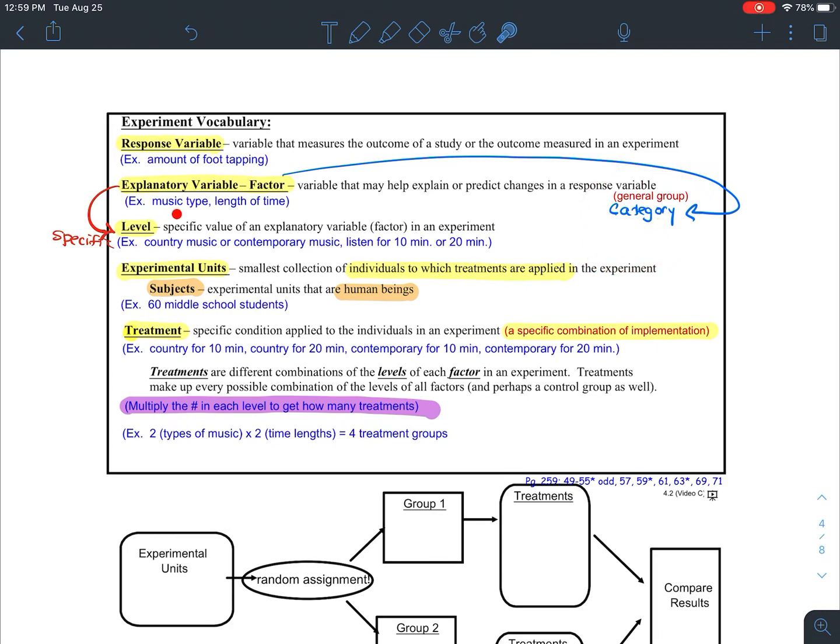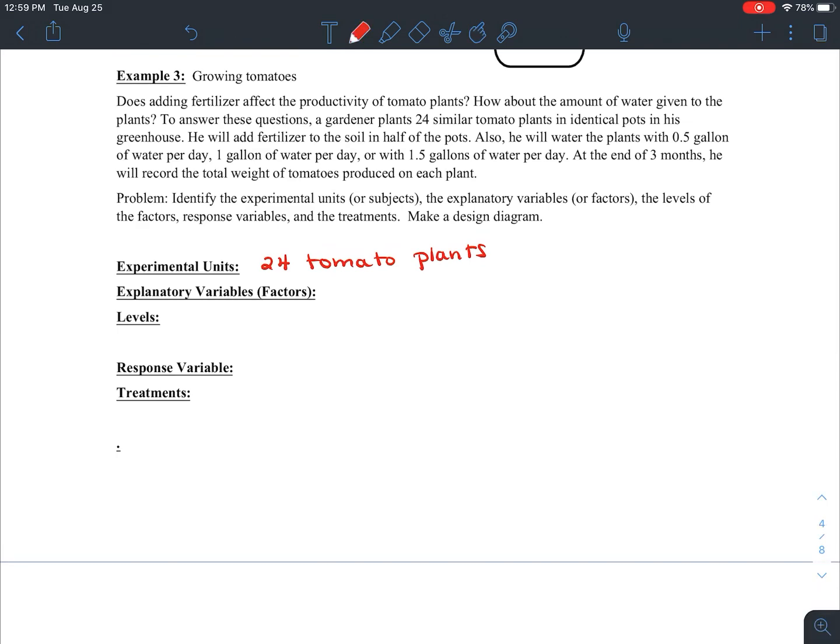Explanatory variable or factor. Now remember, this is kind of like a broader category. We're not getting very specific here. Like in the previous example from the other video, we said music type, length of time, and we got down to the level, then we were more specific with those categories. So we want to think about this as just merely being a category. So what are we going to be doing to these tomato plants? Well, we're going to be applying fertilizer, possibly, and we're going to be applying different amounts of water. And we'll get specific with those amounts down in the levels.